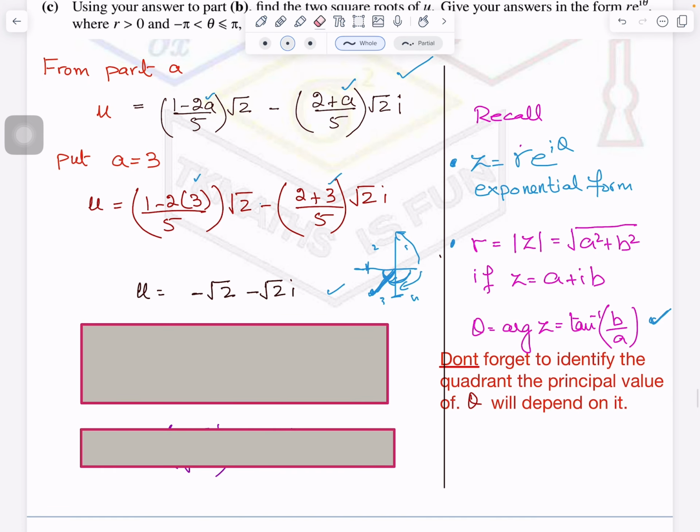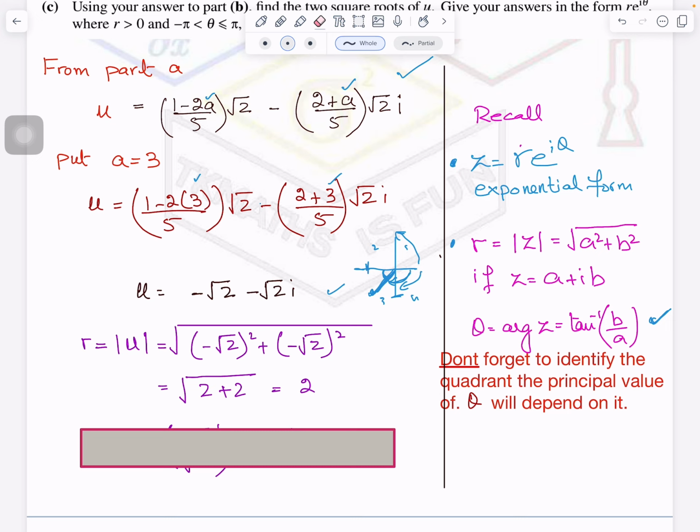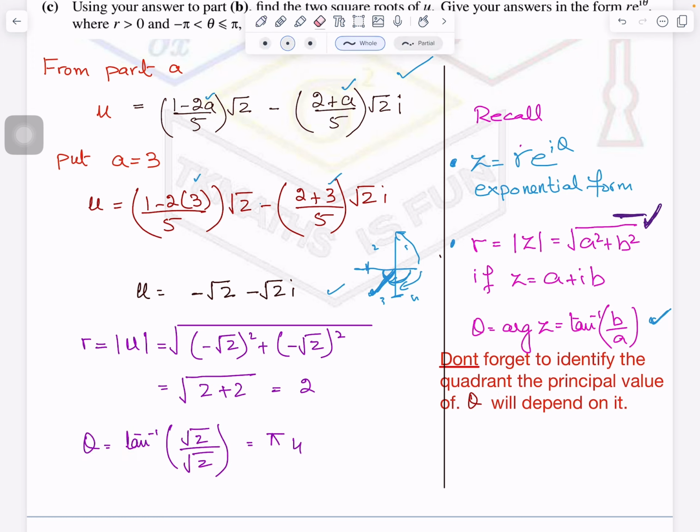So now let's see here. First of all, I'm finding r, which is the modulus of u, and I'm applying this method. You can see on the right hand side, this is what I'm talking about, here, this part. And then I will do tan inverse, so it will be pi over 4. So when I'm writing in the form r e iota theta, my r will be 2 and theta will be pi by 4.